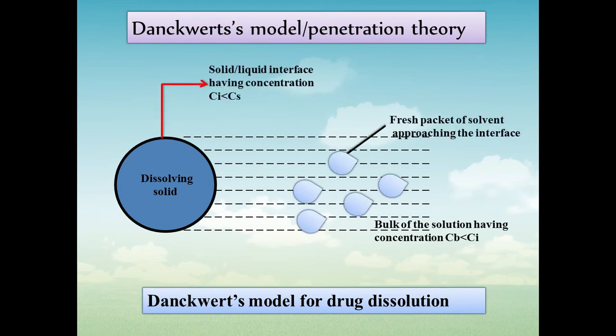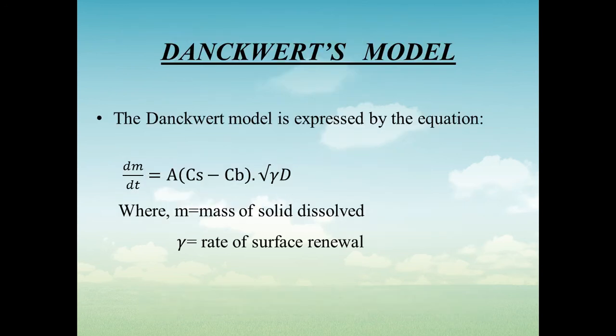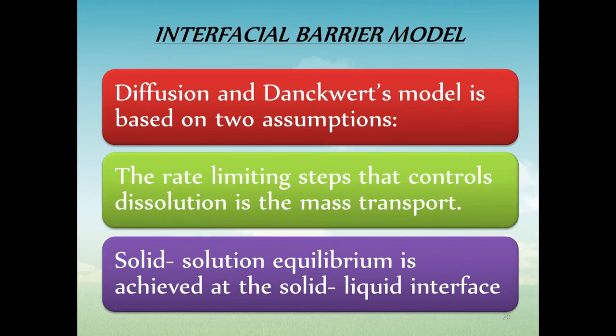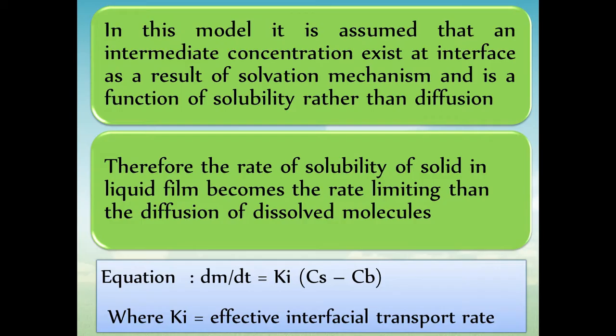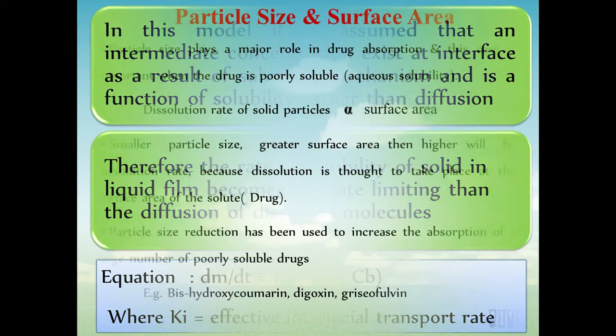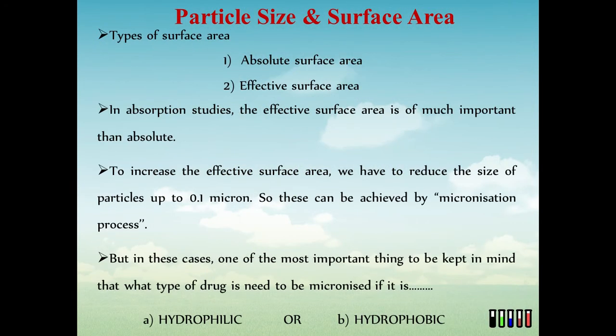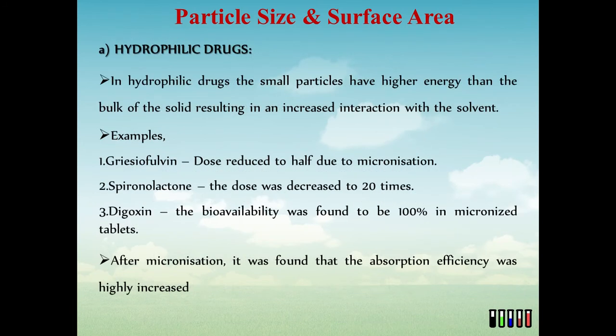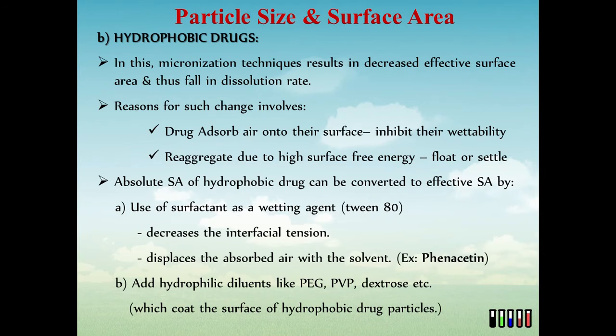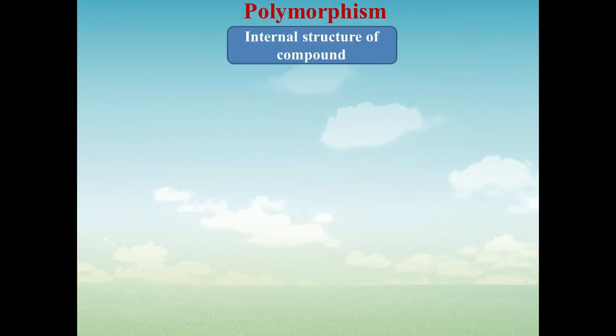We also saw how Danckwerts postulated his theory, that dissolution happens by pockets of eddies. Then we saw the Danckwerts model equation. Then the interfacial barrier model we saw in the last lecture. Then particle size and particle surface area, which we also finished in the last lecture. Now today we are going to start with our next physicochemical parameter, that is polymorphism.